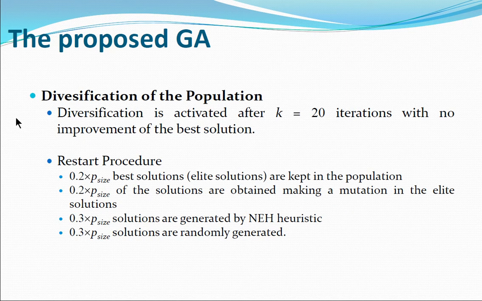About the diversification of the population, this procedure is used in order to avoid the homogeneous convergence of the algorithm. So we apply this procedure after 20 iterations with no improvement of the best solution. And the restart procedure consists in keeping 20% of the best solutions, the elite solutions of the population, to generate another 20% of the solutions, making mutation in the elite solutions, generate 30% of solutions by the NIH heuristic, and the other solutions are randomly generated.